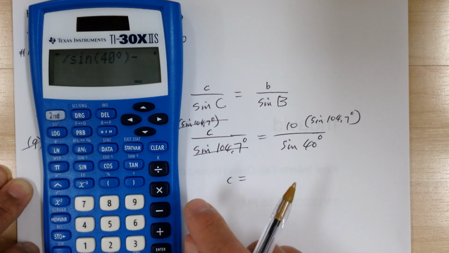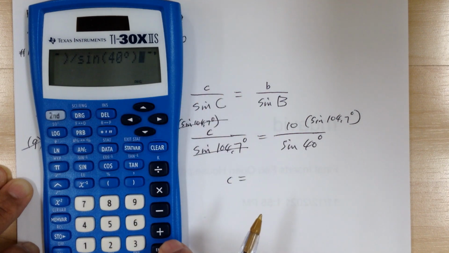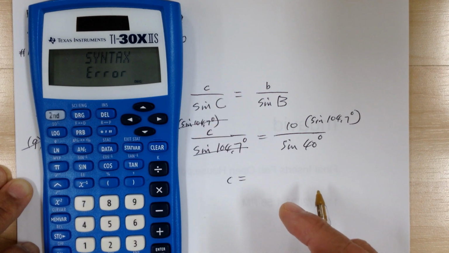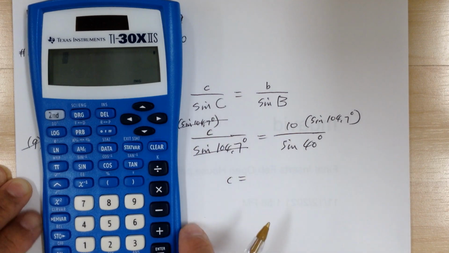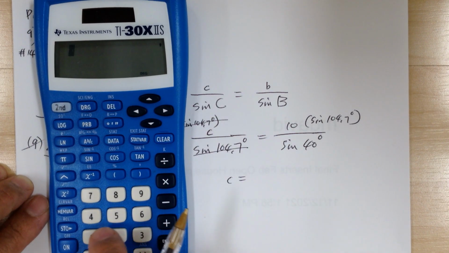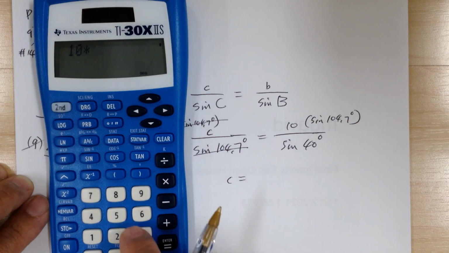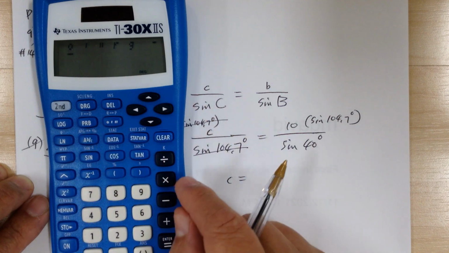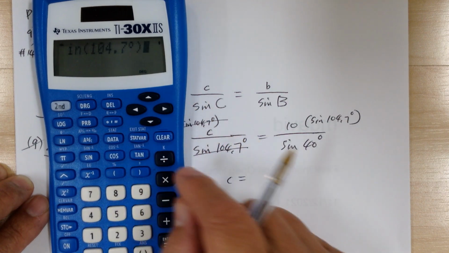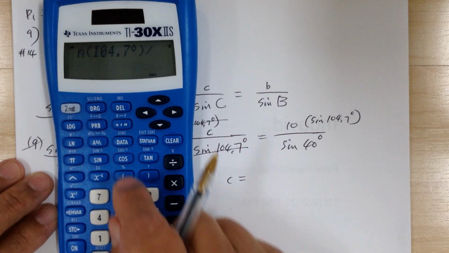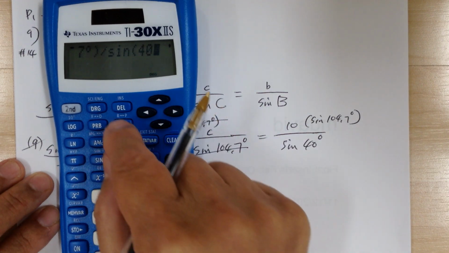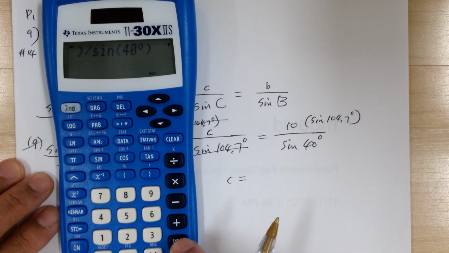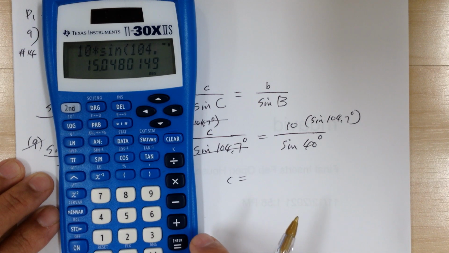Push equal. I messed up. Okay, start it over. So I got 10 times sine of 104.7 degrees divided by sine of 40 degrees, push equal. Okay, something is not right.